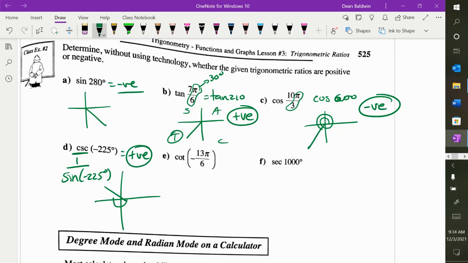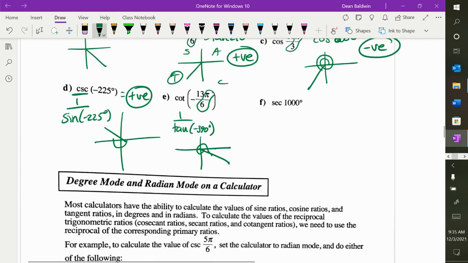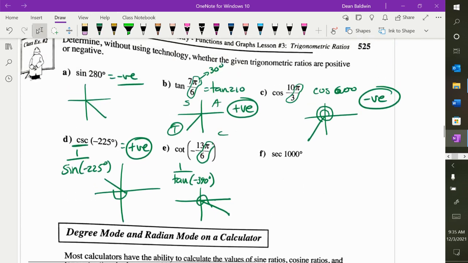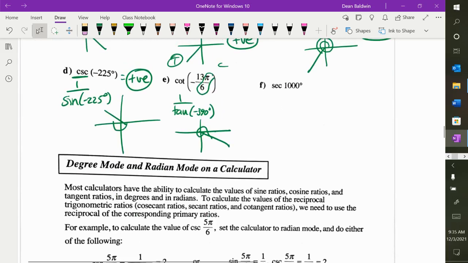All right, what's COT? That's 1 over tan. So let's just look at what's pi over 6? 30. What's 13 30-degree angles? That's 390. So it's negative 390. What quadrant are you in? You go all the way around in the negative direction. Boom. So you're in the 4th quadrant. Is tan positive or negative in this quadrant? Negative? All right, you are correct.